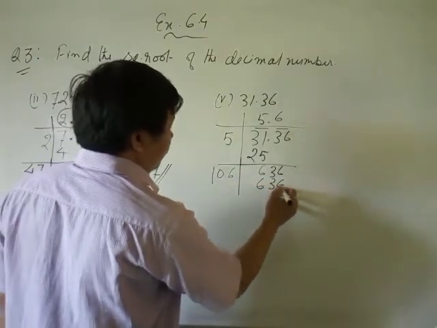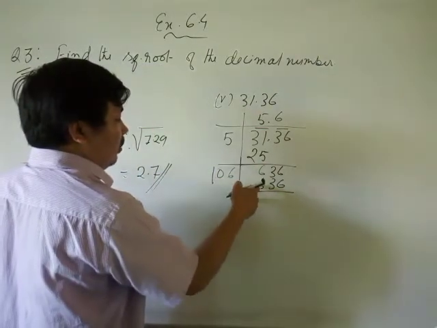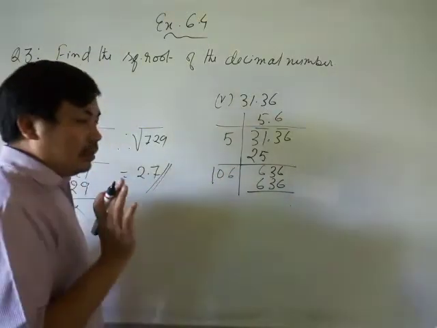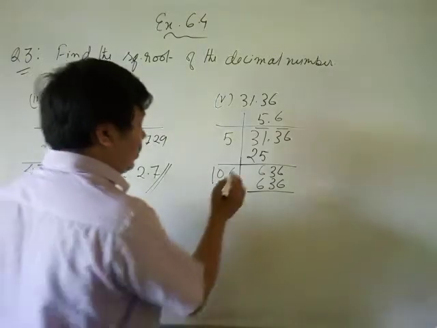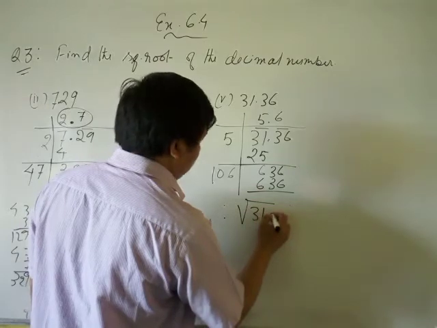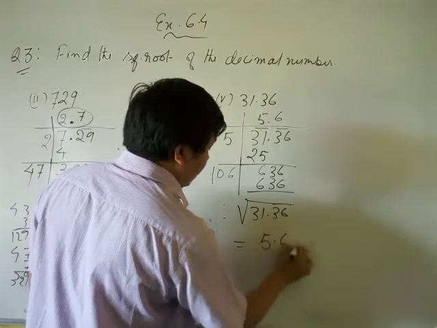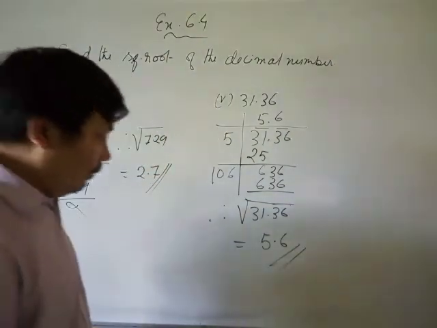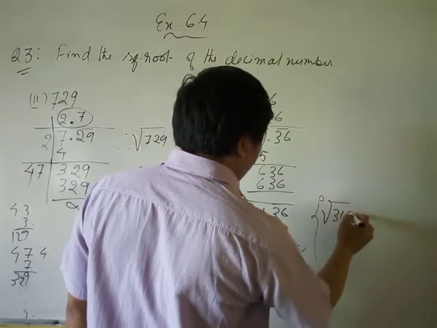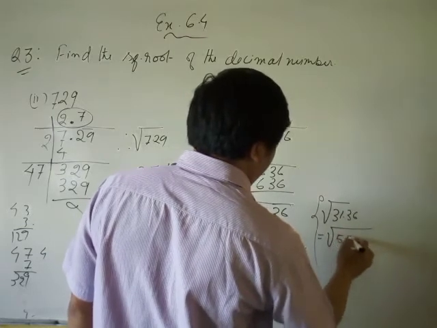You take 6. 6 6s are 36. 6 1 6. You get 366. So 106, 6 times, this is 636, isn't it? We got it. So now, therefore, the square root of 31.36 is equal to 5.6. The answer is 5.6.